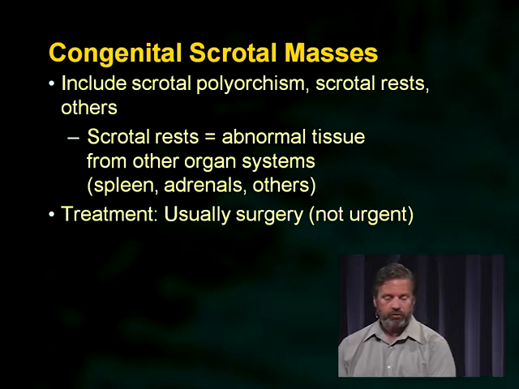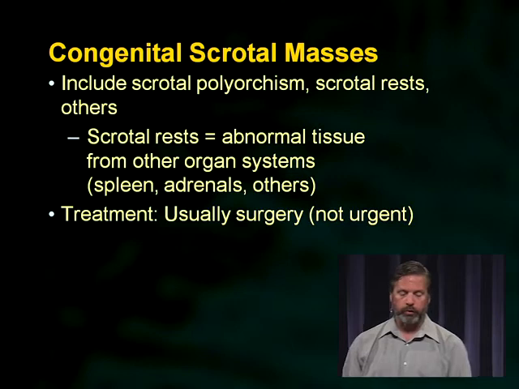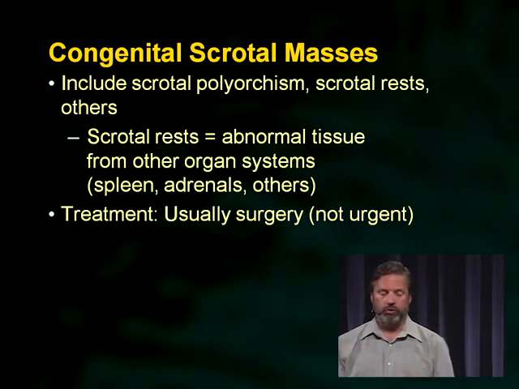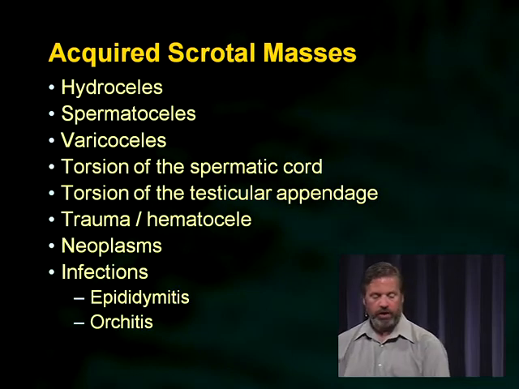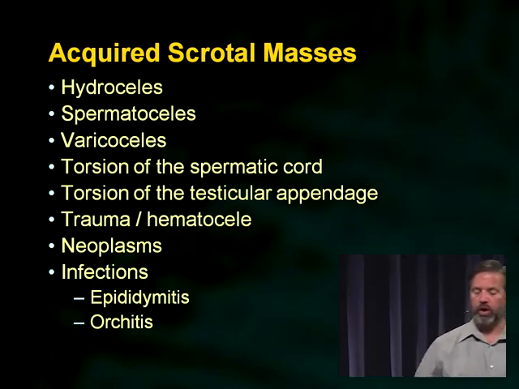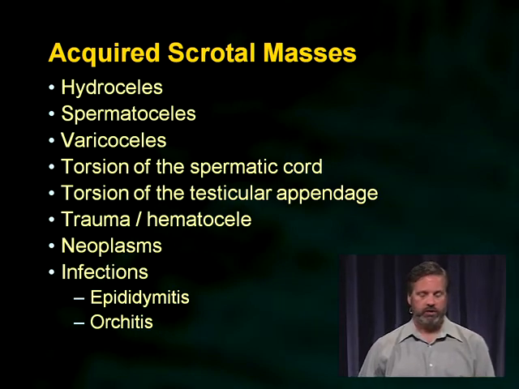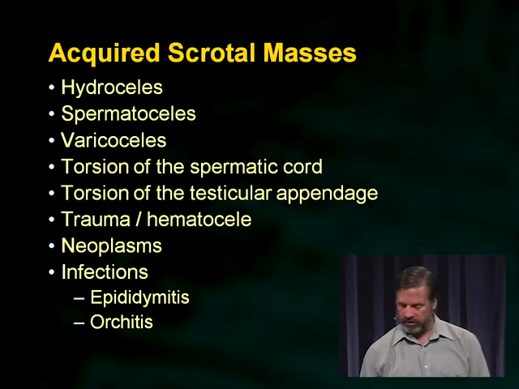A congenital scrotal mass could be a scrotal polyorchism, or a scrotal rest, which is abnormal tissue, usually from other organ systems like the spleen, the adrenals, and others. Treatment usually involves non-urgent surgery. For acquired scrotal masses, I give you a pretty long list, and we're going to talk about each of these independently. So you need to have some understanding of each and how they present.